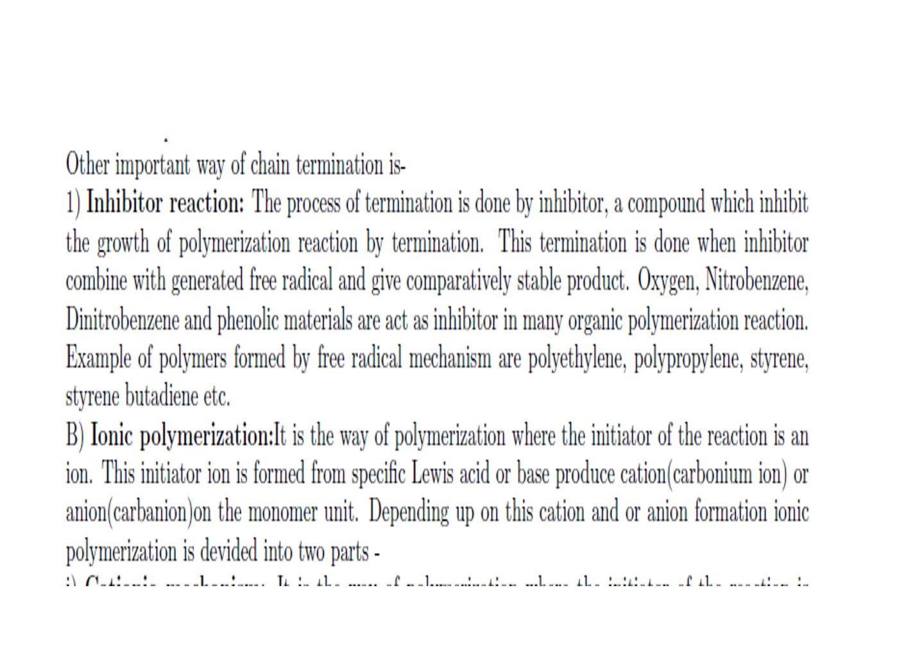Now we will go through the ionic polymerization in detail in the next lecture. So we can brush up here about this ionic polymerization. It is the way of polymerization where the initiator of the reaction is an ion, as the name indicates. So this initiator ion is formed from a specific Lewis acid or base, producing a cation, that is carbonium ion, or anion, carbanion, on the monomer unit. So in the next lecture we will cover this ionic polymerization.